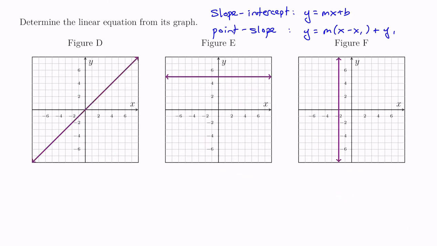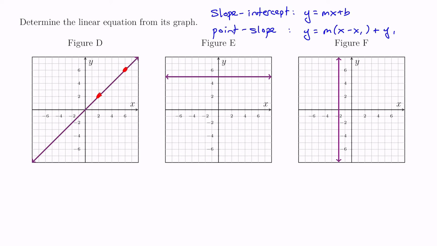Continuing on with figure D. In figure D, we need to do the same thing that we've just been doing. First find the slope, then determine whether we're going to use point-slope or slope-intercept, and that depends on what point we have on our line. Well, in figure D, I'm going to pick 2 points. I see there's a point on the graph at 2, 2, and I see a point at 6, 6.